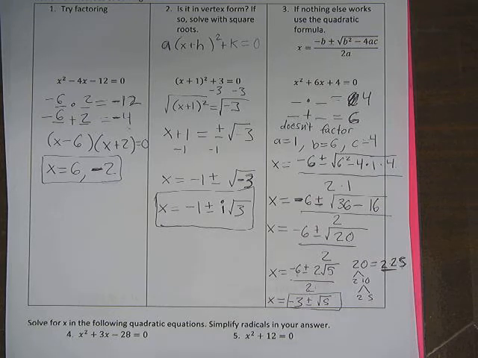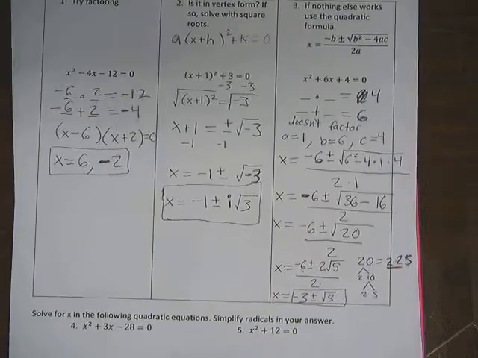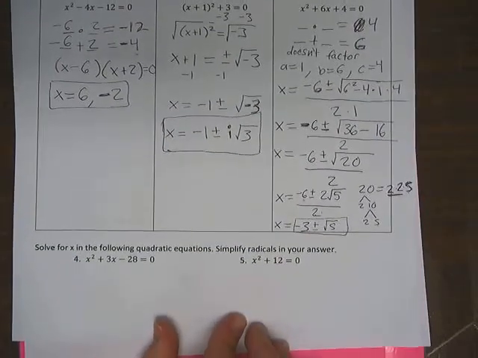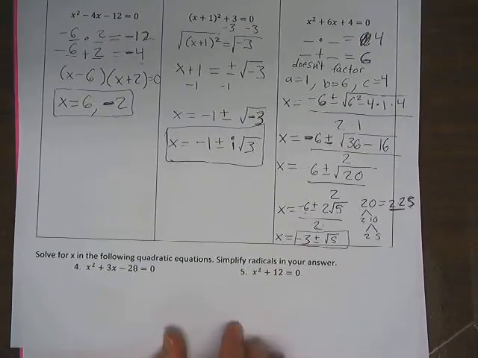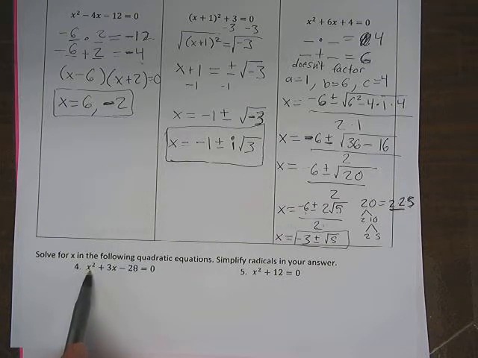So I'm going to do just these two examples down here, and then I'll leave the rest for you to do on the homework. You can also look at the key that I have on here so that if you're confused, you can check that. So we've got x squared plus 3x minus 28. This is equal to 0, okay? And we want to solve for x in this, okay?